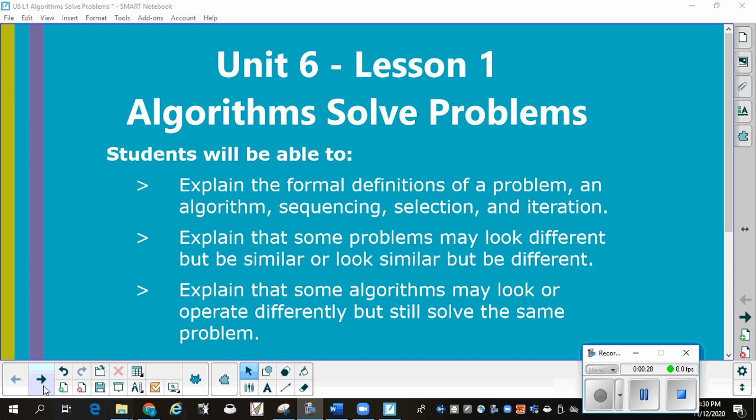same problem. This is the first lesson in Unit 6, and many of you will be doing this online as your homework after the Unit 5 test.